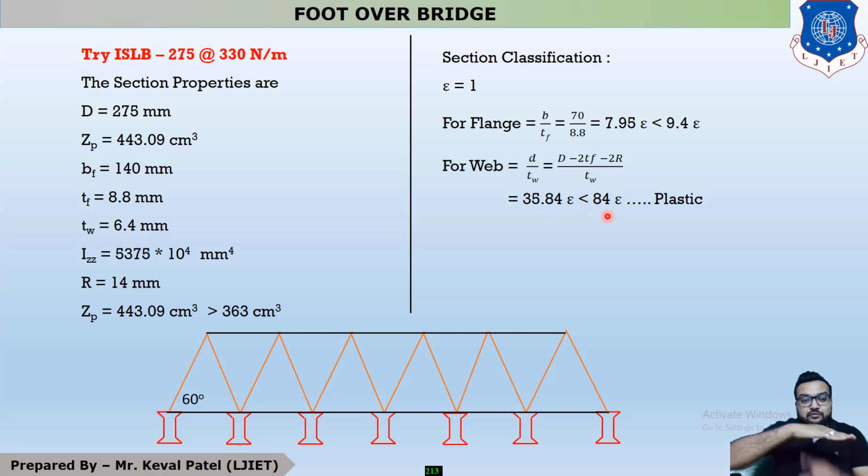The selected section for the web is also in plastic state, which means your selected section is in plastic state. Okay students, so this is the end of step number 2. Step number 3 and step number 4, which are the check for moment capacity and check for shear capacity, will be discussed in our next lecture. So students, this is the end of today's session. Thank you.